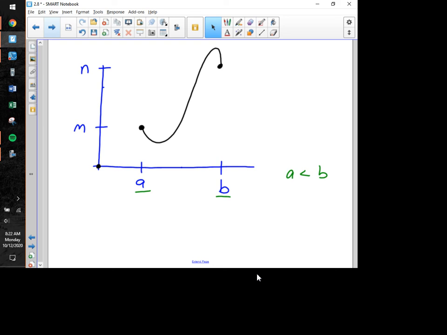I have drawn a function. It is continuous on the interval from a to b. F of a is equal to m, and f of b is equal to n. So this is one of an infinite number of graphs that we've drawn here that could work.